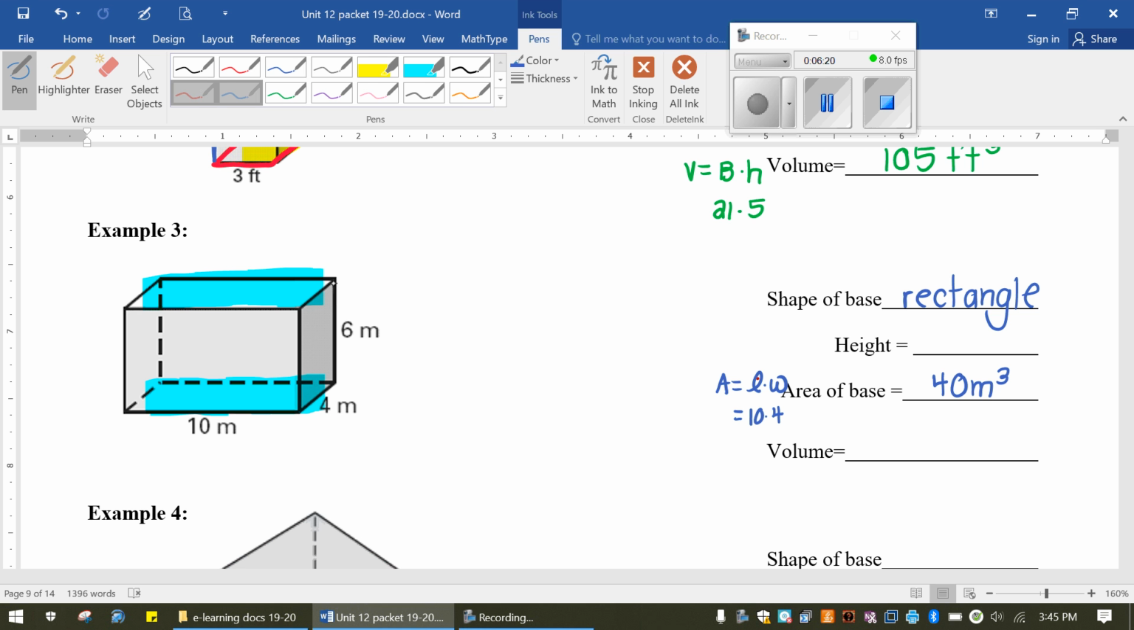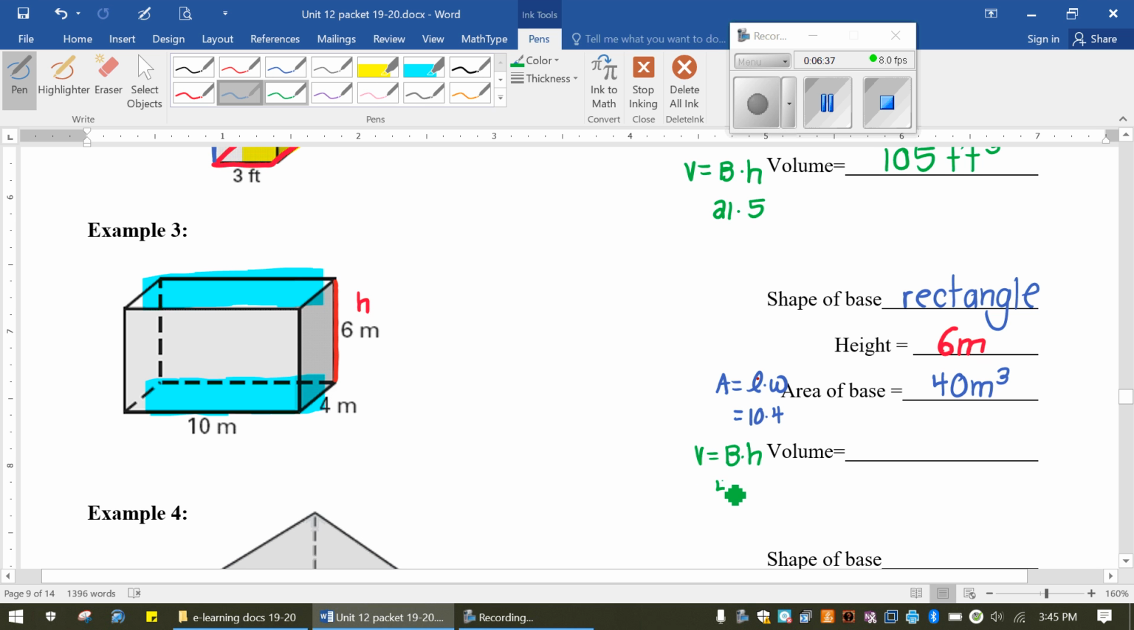And then the height is what is separating those bases. So the height is not a part of either base, and that is 6 meters. So our volume is the area of the base times the height. So the area of that rectangle, which is 40, times the height of the prism, which is 6. So 40 times 6 is 240 meters cubed.